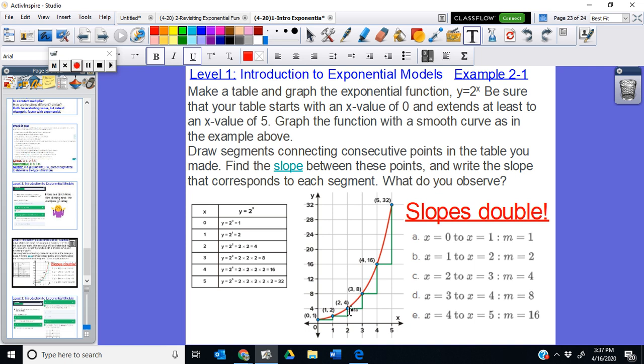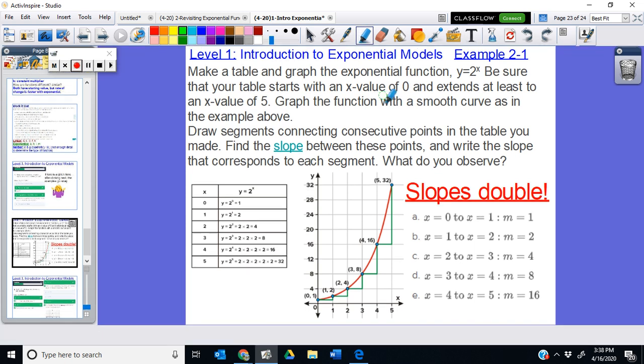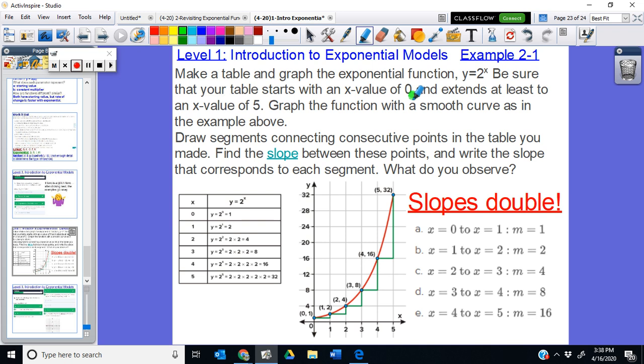Here's a slope of 4. 8 minus 4 is 4, and 3 minus 2 is 1. And then here is a slope of 8. 16 minus 8, 4 minus 3, so that's 8 over 1. And then this last one is 16. I'm sure you can predict the next one that would be way up here. Think about it. What's double 16? 32. So that next big slope would be 32.